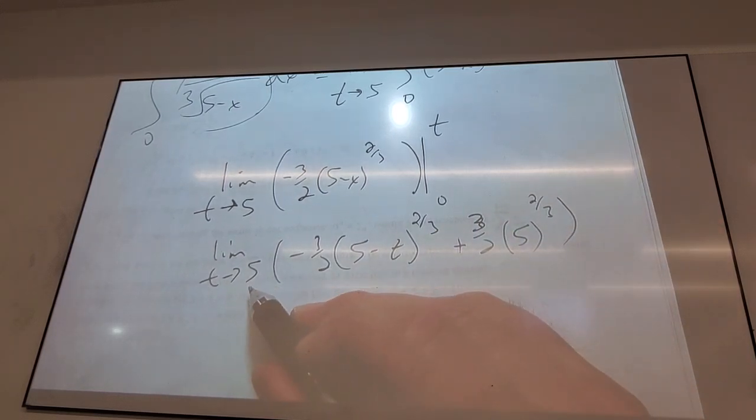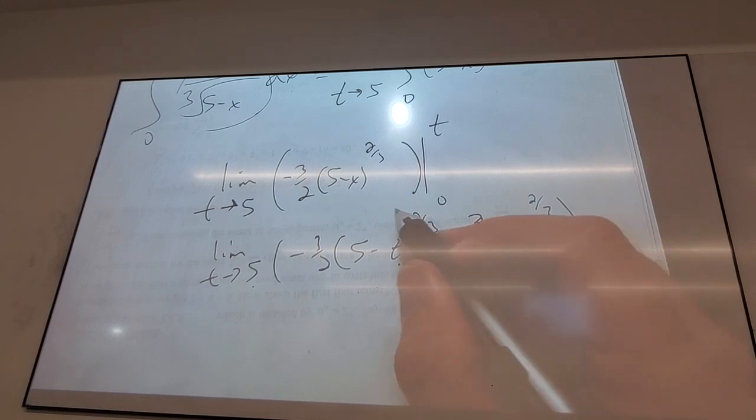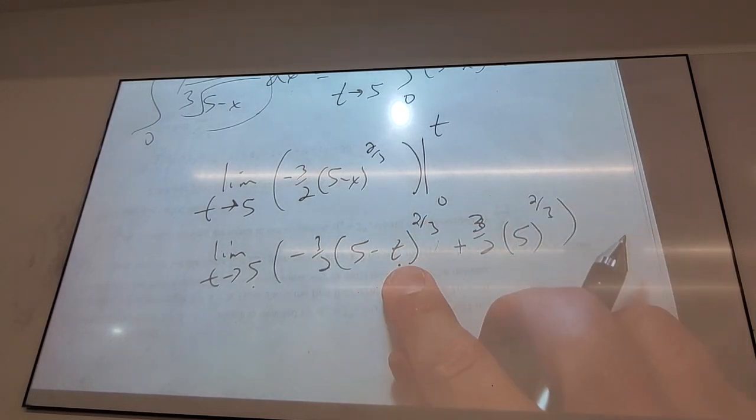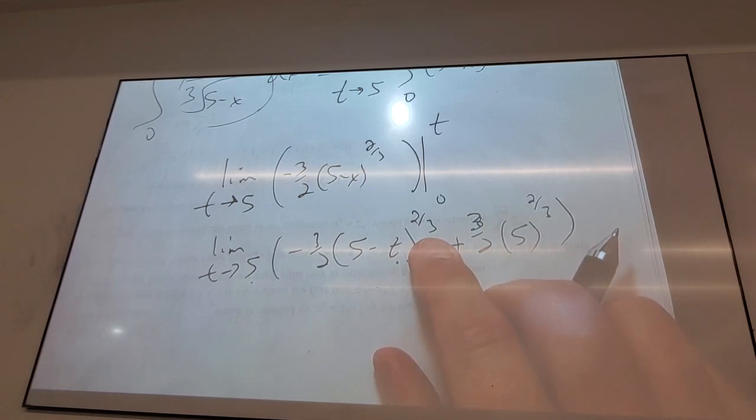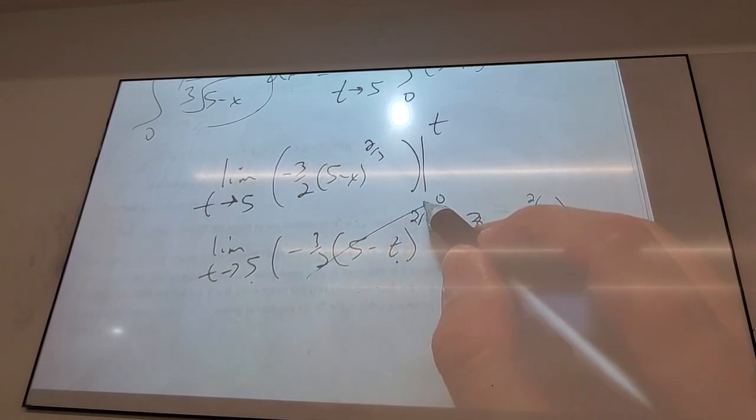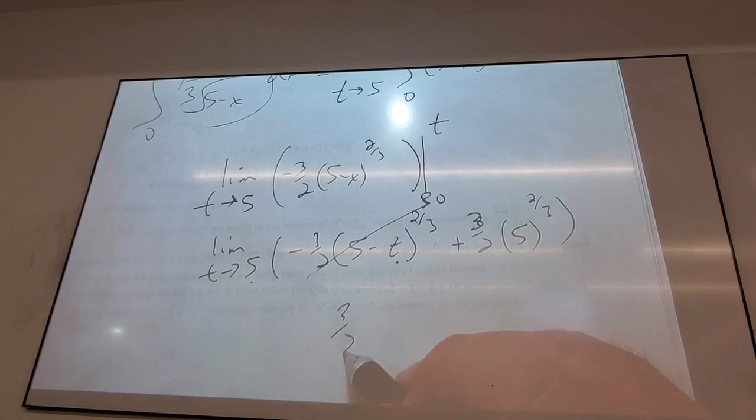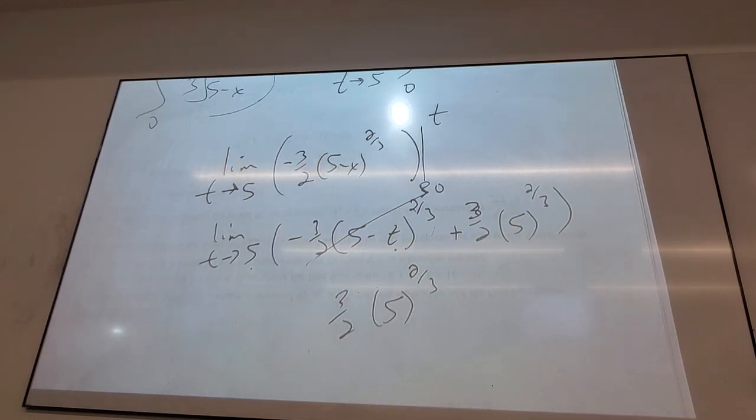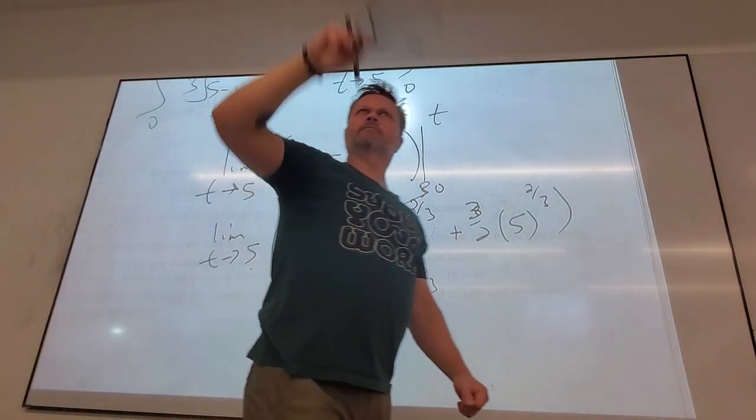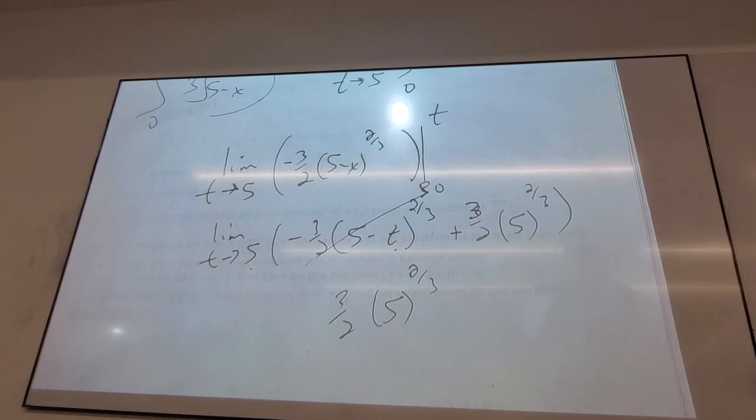What happens when you let t go to 5? You get 0 to a positive power, 0, yes? So this goes to 0. So my answer is 3/2 times 5 to the 2/3, whatever that is. So was the answer infinite? No. So did this diverge? No, this converged. So we would say this is convergent.